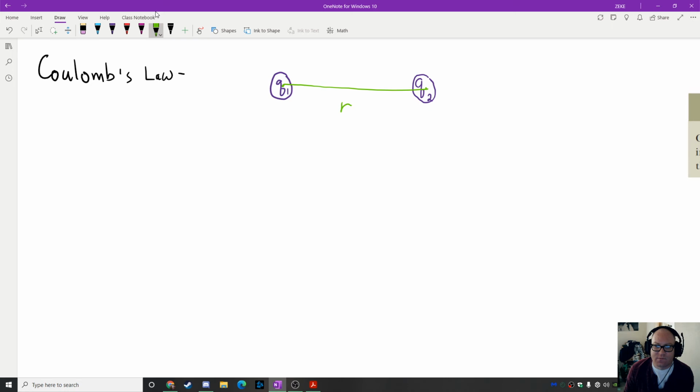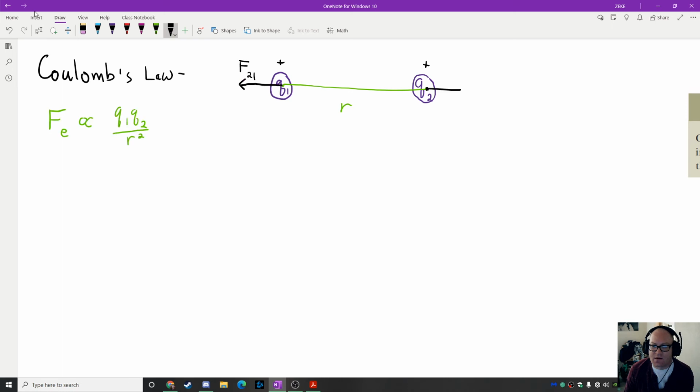Now, if these two charges are the same, what direction is the force going to be? Like on the left charge. If Q1 equals Q2, if they're both positive, let's say, what direction would the force on Q1 be? To the left, yeah. Okay, so let's use that as our reference point. Let's say that the force on Q1 is this way, and I'm going to call that the force of 2 on 1. And on the other side, if they're both positive, the direction of the force on this side is going to be this way, right?